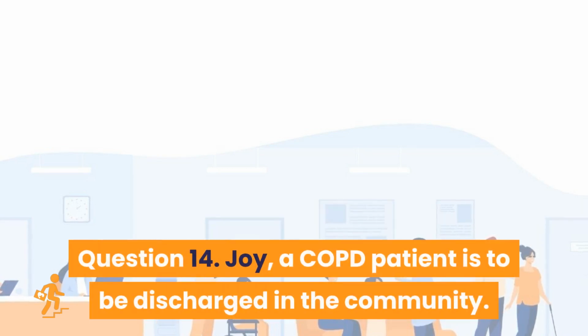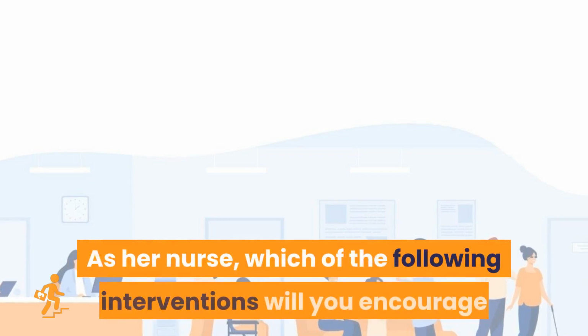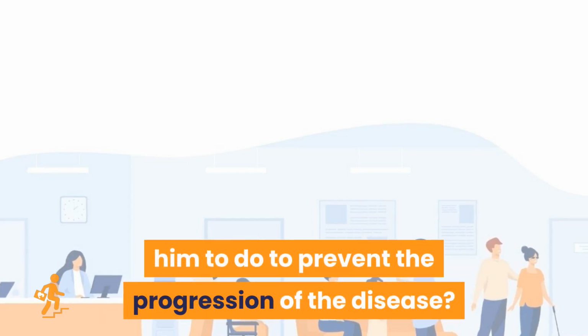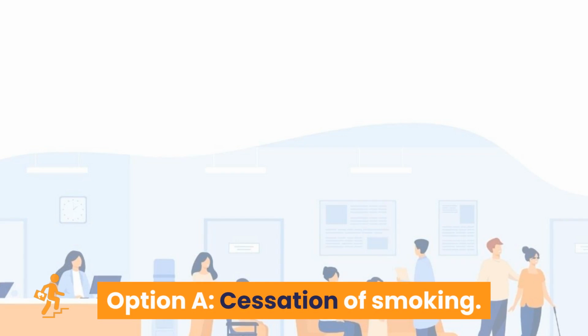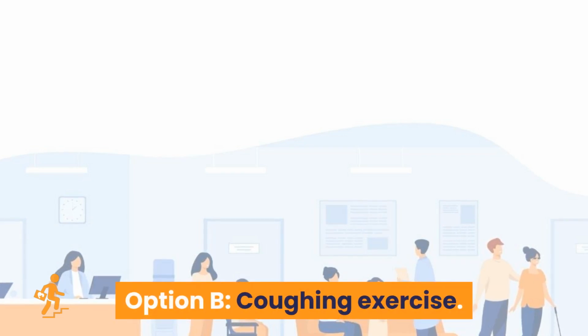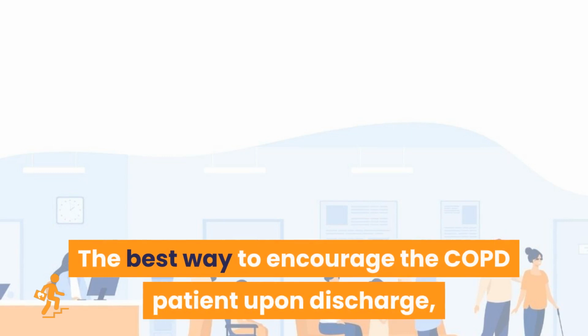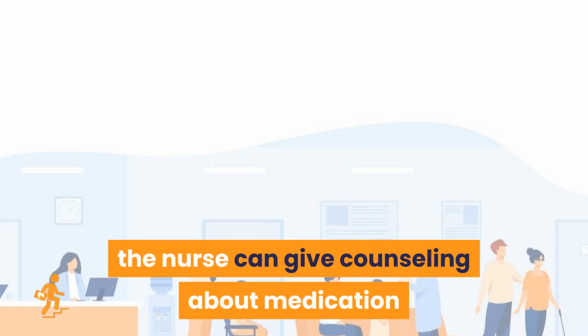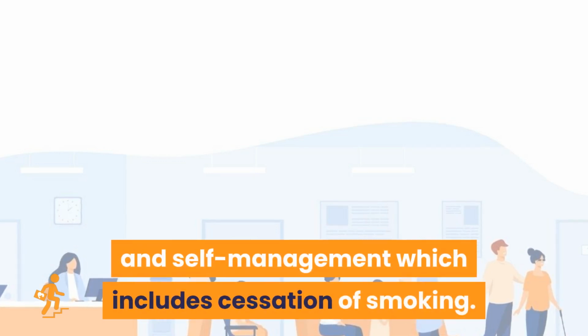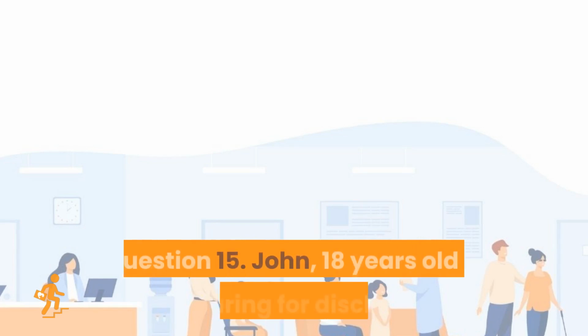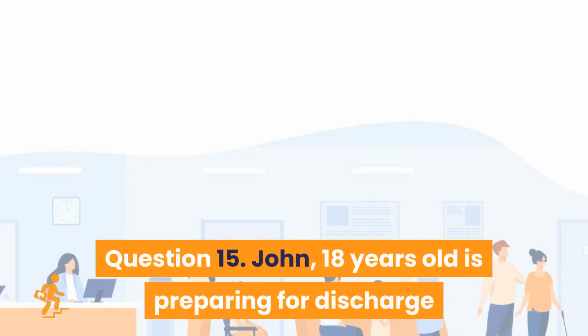Question 14. Joy, a COPD patient, is to be discharged in the community. As her nurse, which of the following interventions will you encourage her to do to prevent the progression of the disease? Option A, cessation of smoking. Option B, coughing exercise. Option C, oxygen therapy. Option D, breathing exercise. Answer is option A. Cessation of smoking. The best way to encourage the COPD patient upon discharge, the nurse can give counseling about medication and self-management, which includes cessation of smoking.